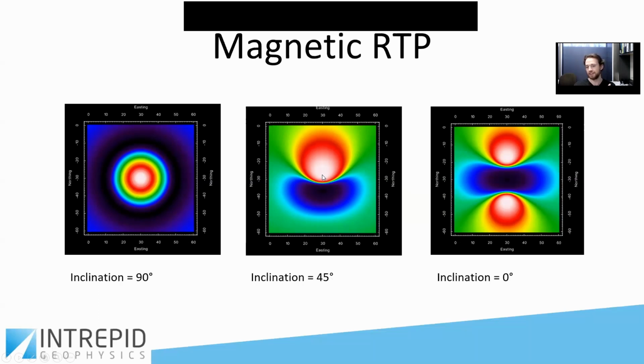You would think that it's almost as if the body has moved vertically along the ground. But really, it's just because of the inclined field that we get this tilted response. It doesn't really line up with where we'd think the actual body is underneath the ground. And then, as we go to an inclination of 0 degrees, the effect is much more dramatic, and we would honestly have no idea.